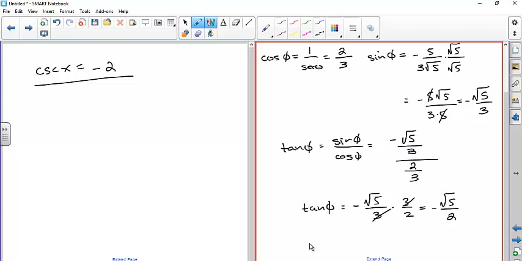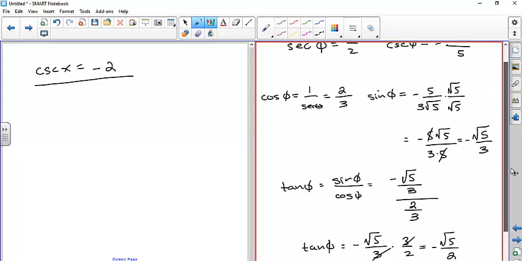And then you can find the cotangent of phi by taking the reciprocal. So instead of the square root of 5 over 2, we get 2 over the square root of 5. The sign's the same, it's negative. And multiply and divide by the square root of 5, you get negative 2 square root of 5 over 5.